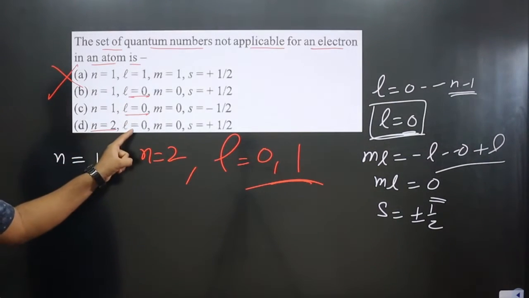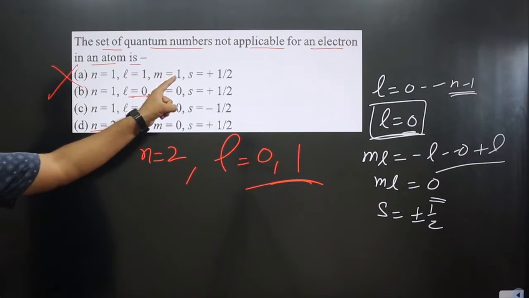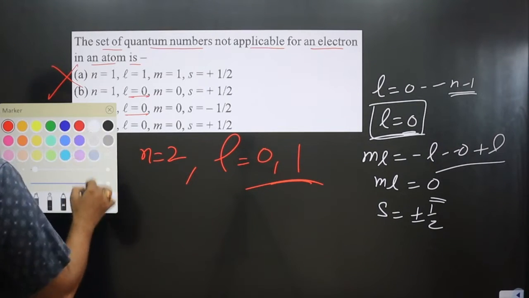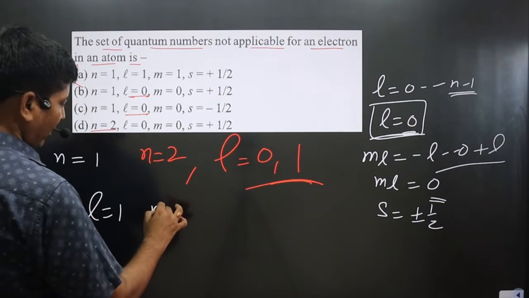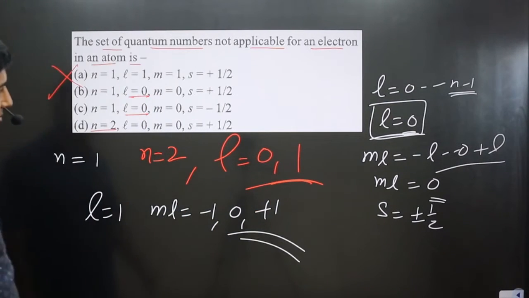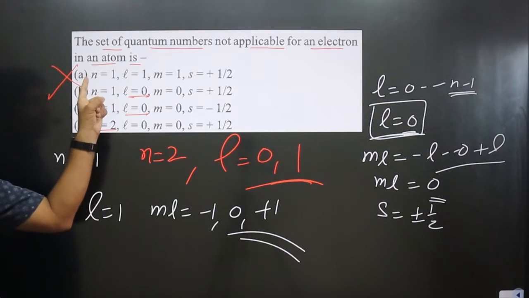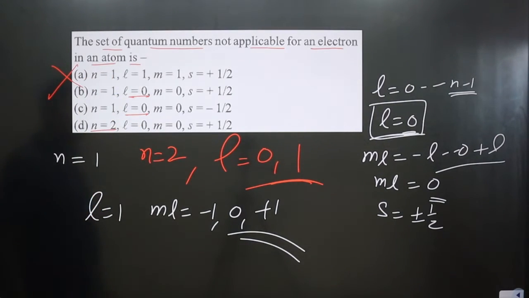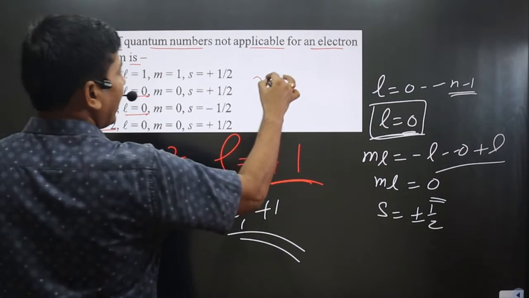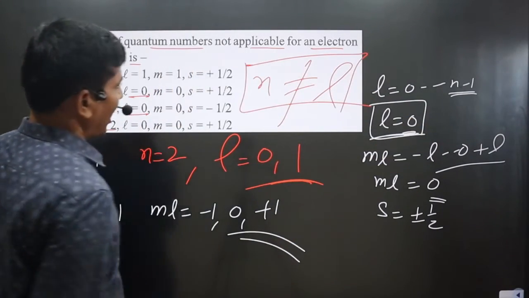Okay. If the l value is 0, the ml value will also be 0. Okay. If the l value is 1, the ml value is 1. Possible, because if we have the l value 1, the ml value will be minus 1, 0, plus 1, so 1 is possible. Okay. The first set of quantum numbers is not correct because the n and l values are the same. The n as well as the l value can never be the same. Always keep in mind.